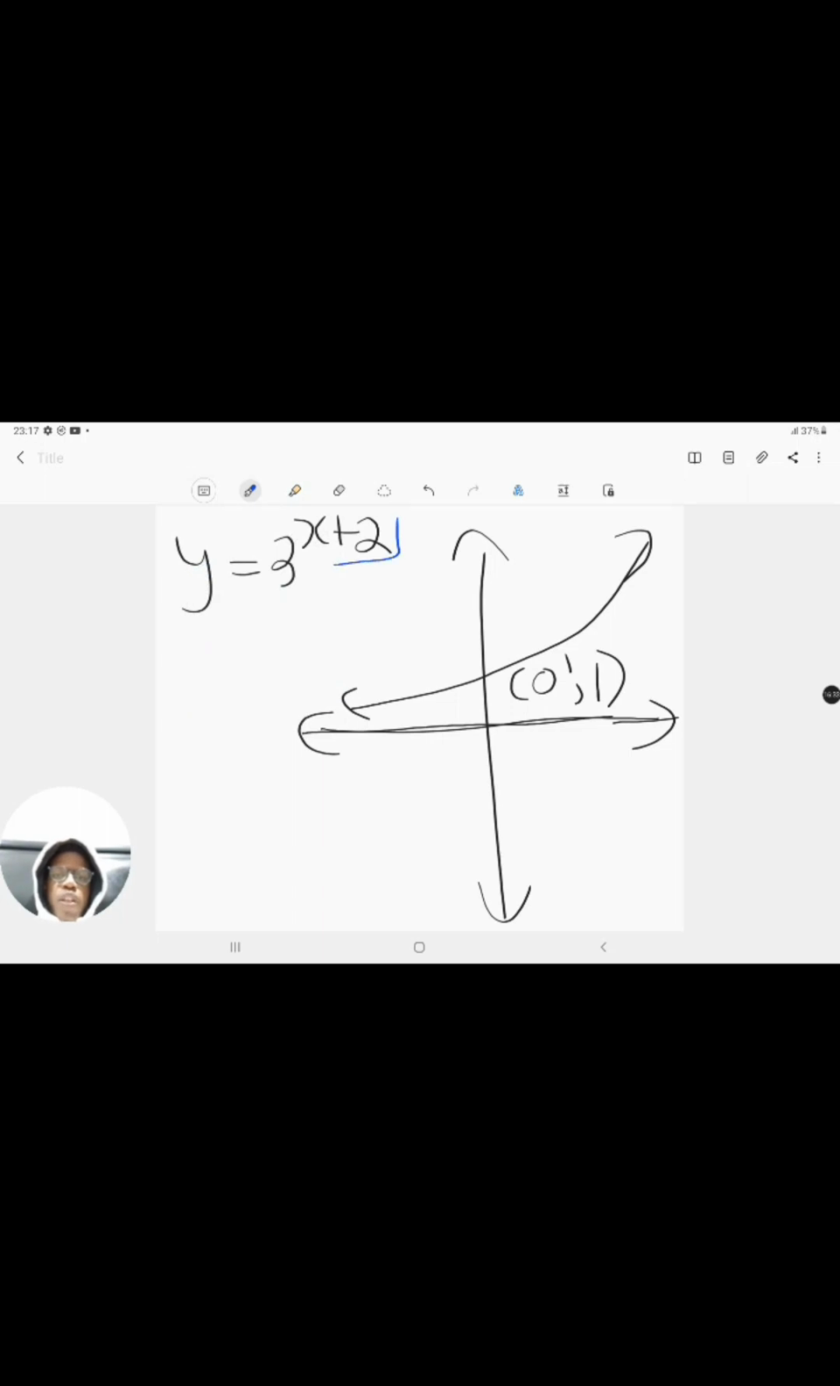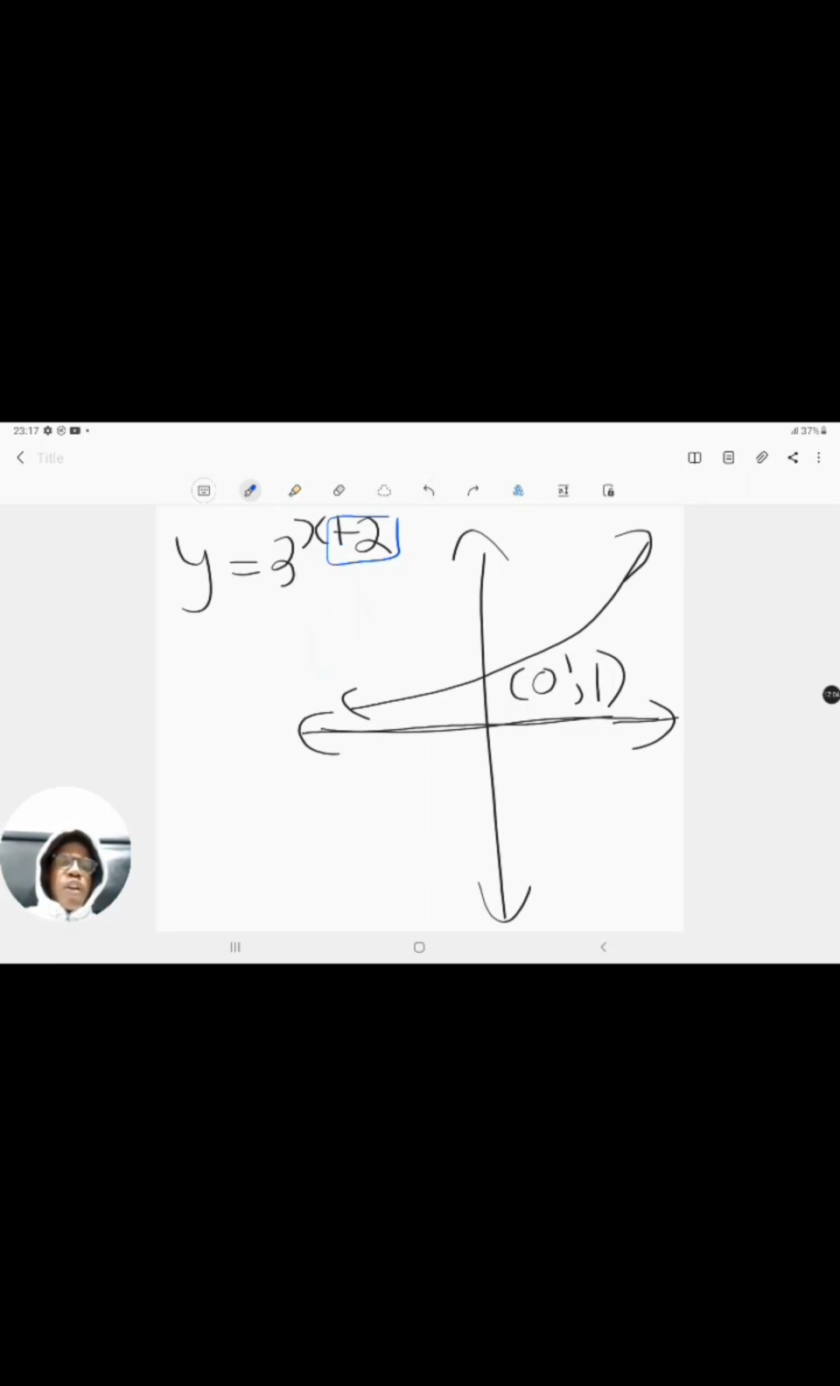What happens with the addition of this plus 2 is that you take this original graph and move it to the left by 2 units. Now, if you have a plus there, you move to the left. If you have a negative, then you move to the right. Usually plus means you move to the right and negative means you move to the left, but in this case, you do the opposite. Plus means you move to the left and negative means you move to the right. So this is plus 2, and it means that you move your graph 2 units to the left.